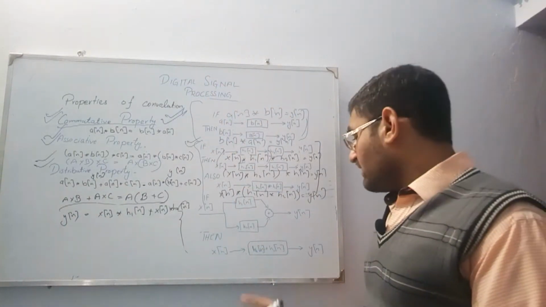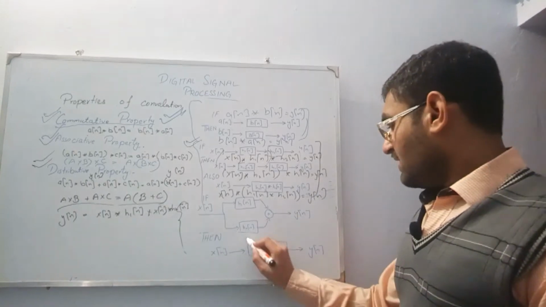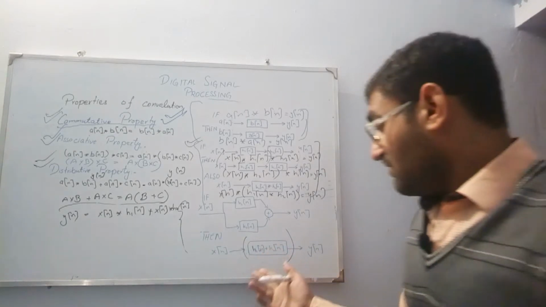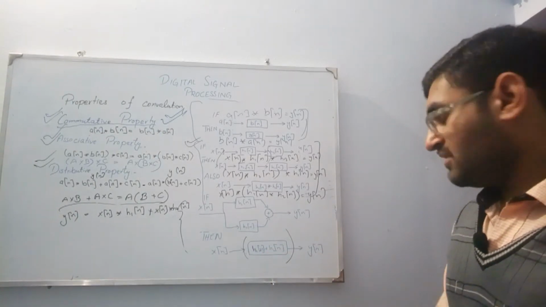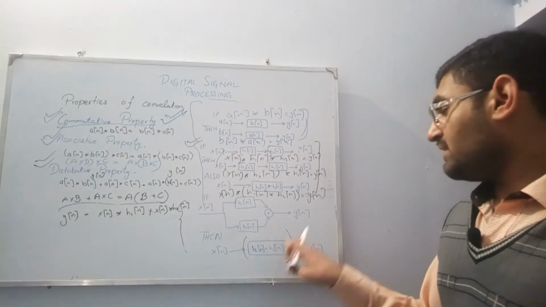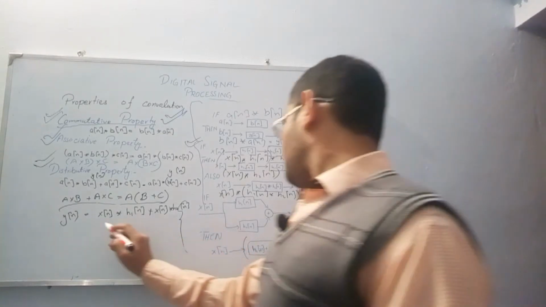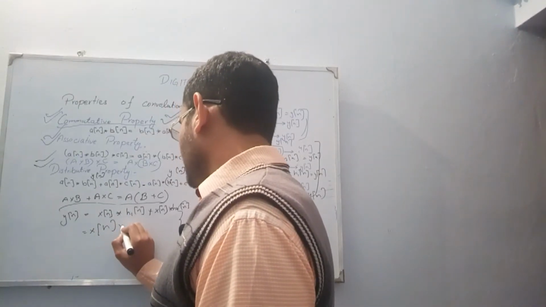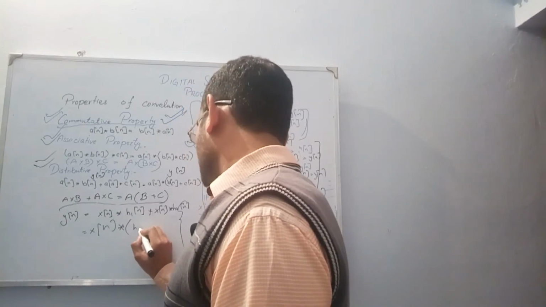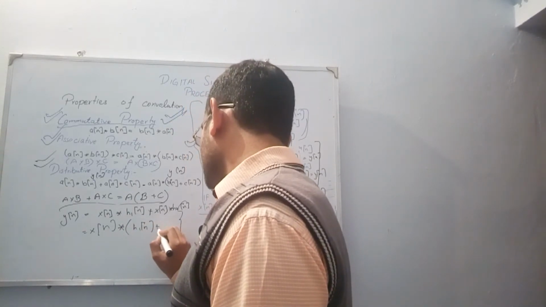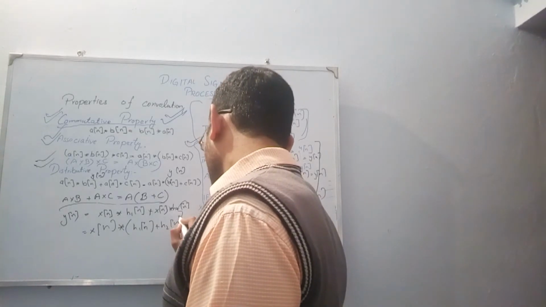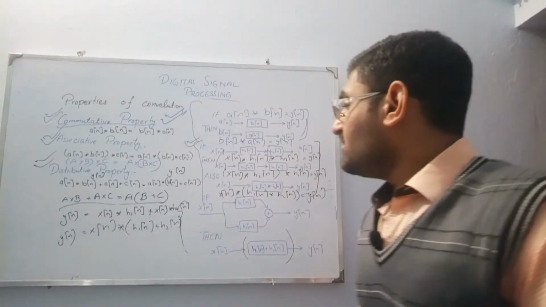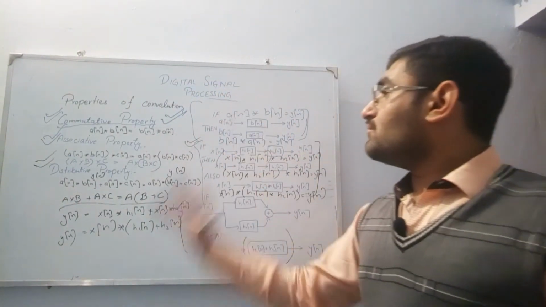Then x of n in convolution with these two. If we have a system having the response h1 of n plus h2 of n, then x of n in convolution with h1 of n plus h2 of n comes out to be y of n. So this is the distributive property of convolution.